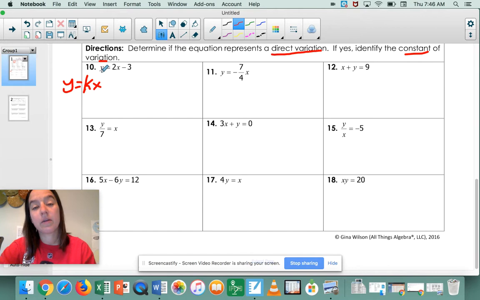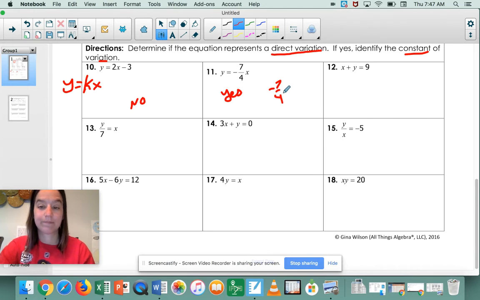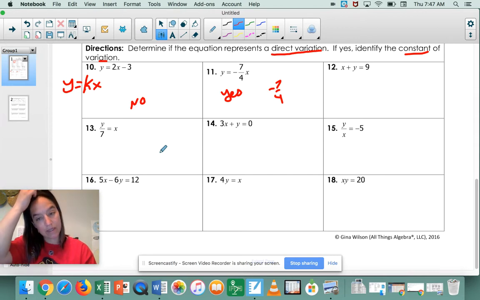So I can go ahead and do a couple with you here. I'm looking at number 10 right now, and it has y equals 2x minus 3. It has too many things. The answer's no. That's it. Number 7 or 11, my answer is yes. And my constant of variation is negative 7/4. And then for problems that aren't so nice and neat like this, for example, for number 14, or not 14, I think you'd be fine with.